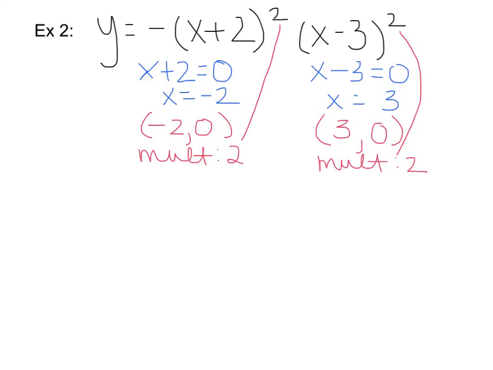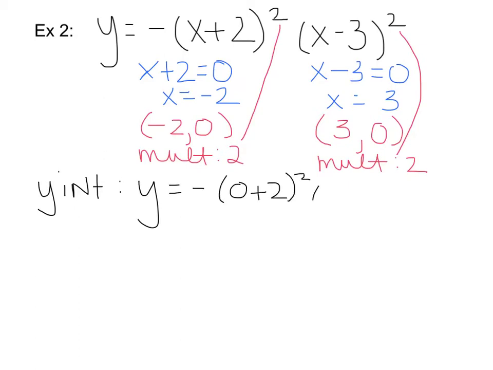Okay, let's find the y-intercept. To find the y-intercept, we plug in 0 for x, so we get y equals (0 plus 2) squared times (0 minus 3) squared. And when you multiply that all together, you get (0, 36).